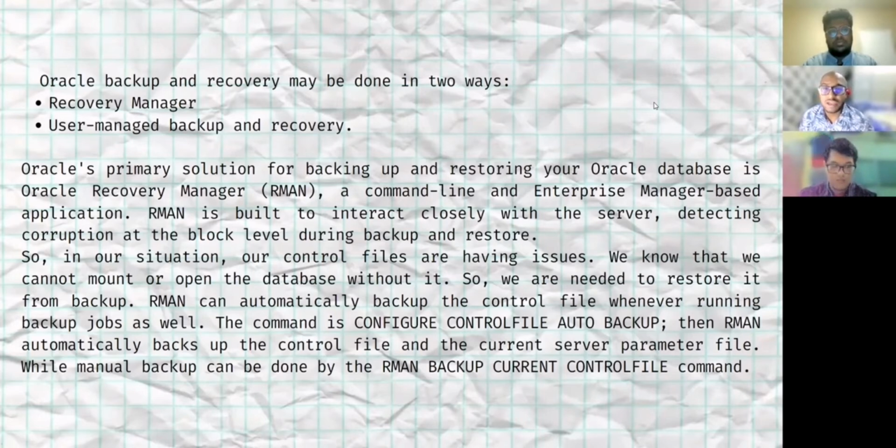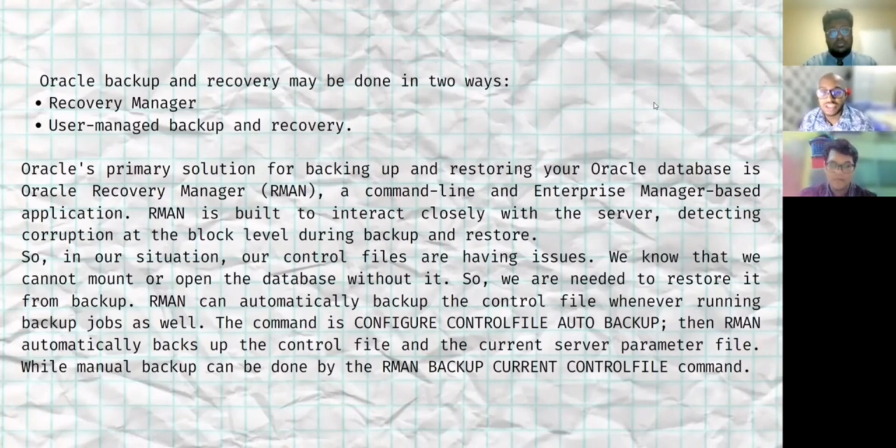So Oracle's primary solution for backing up and restoring your Oracle database line, and we have used it in our various lab exercises and so on. So RMAN is built to interact closely with the server and detect corruption at block level during backup and restore.